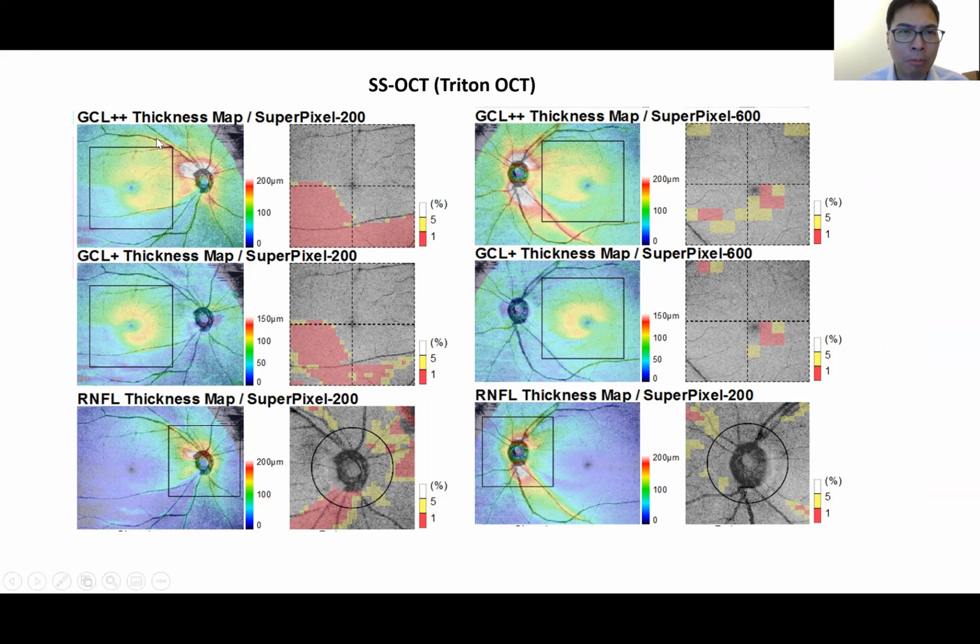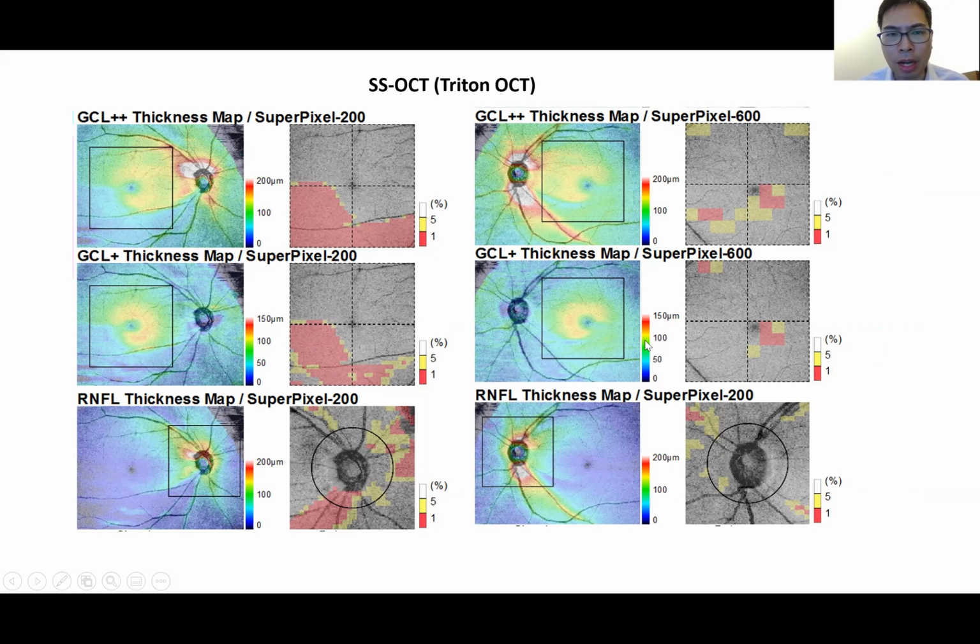The GCL++ indicates the combined RNFL and GCIPL thickness. GCL+ in the middle column shows you the GCIPL thickness, and the RNFL is the RNFL thickness in the bottom panel. The thickness map is on the left, and the deviation map, or the probability map, is on the right.